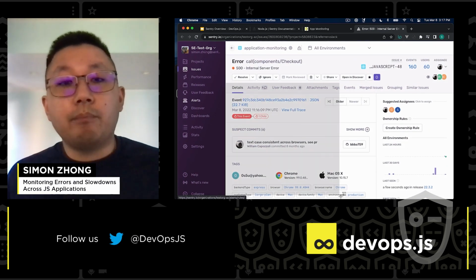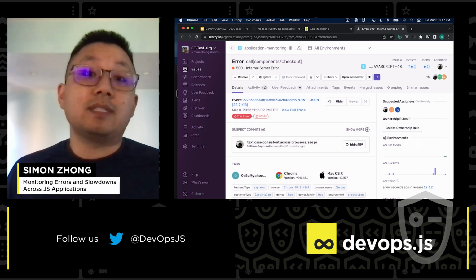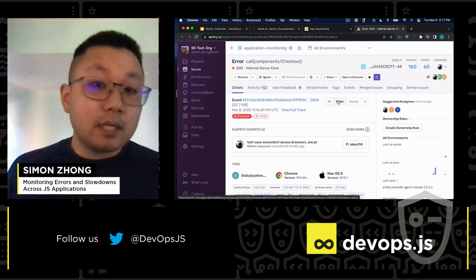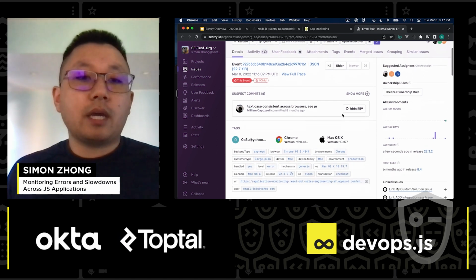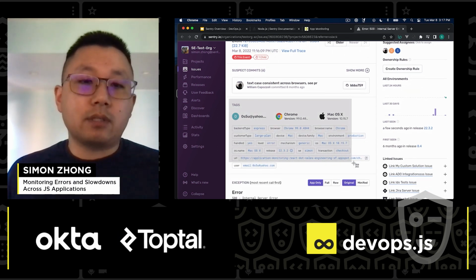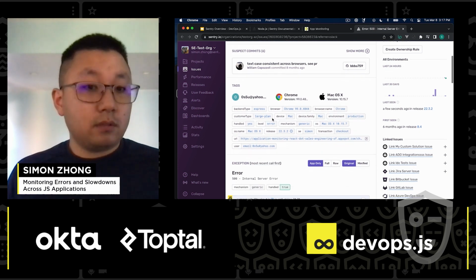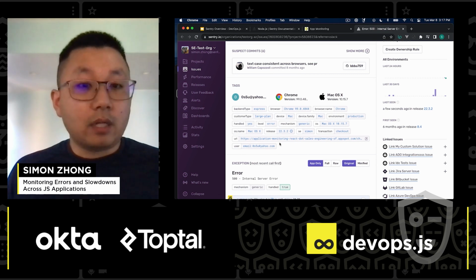Now let's focus on the middle pane here. So these are the details of one of the 160 times this error has happened. We can page through to other ones, right? In any case, let's take a look at these tags. So the key value pairs for this specific occasion, macOS, Chrome, it was a large customer, some other details.